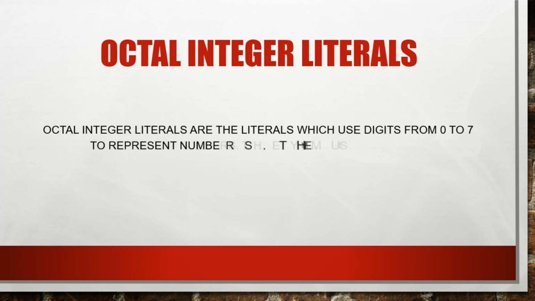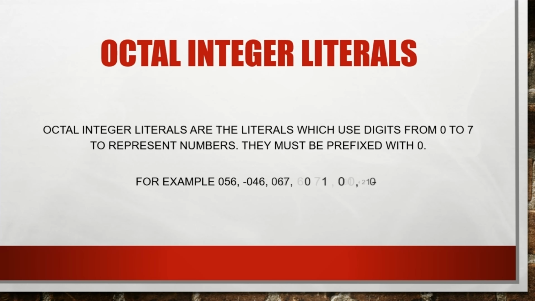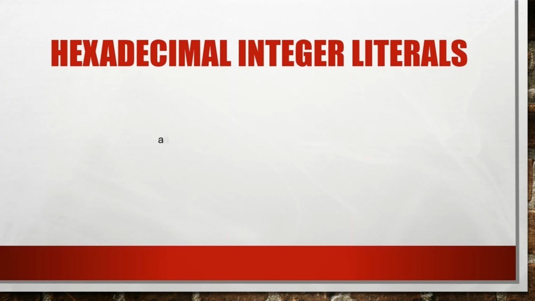Then, octal integer literals. Octal integer literals are the literals which use digits from 0 to 7 to represent numbers. They must be prefixed with 0. For example, 056, -046, 067, 010, etc.